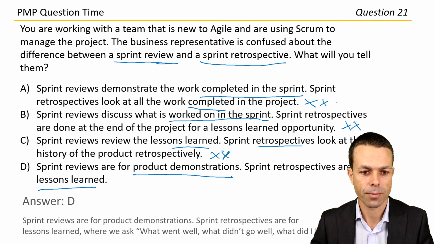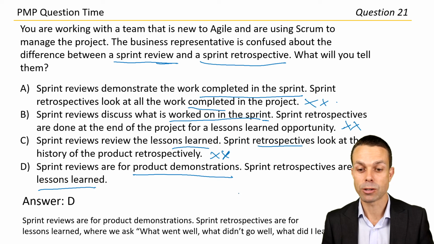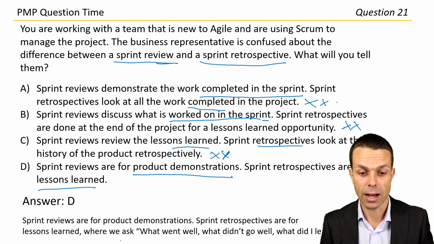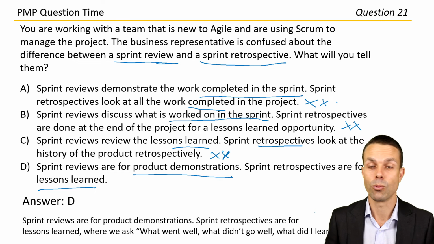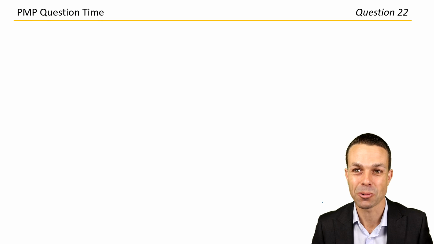Let's check it out. Answer D. Sprint reviews are for product demonstrations. Sprint retrospectives are for lessons learned, where we ask what went well, what didn't go well, and what did I learn? Keep going, you're doing great. Let's check out the next question.